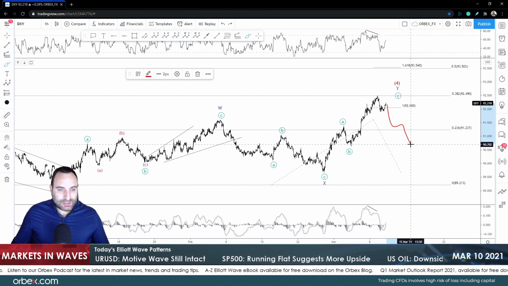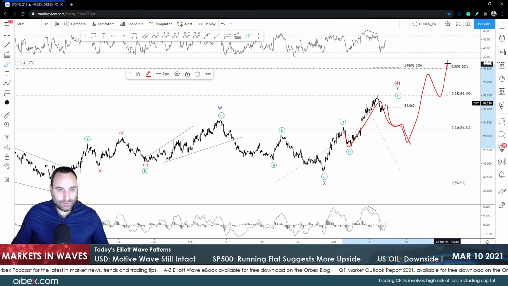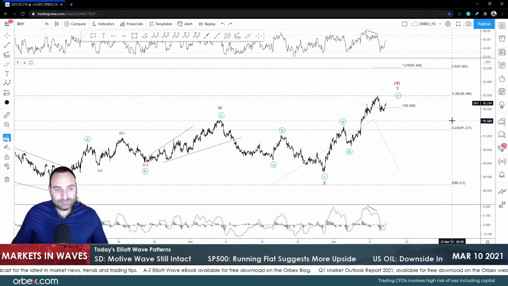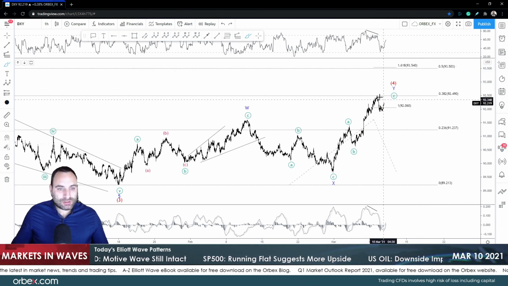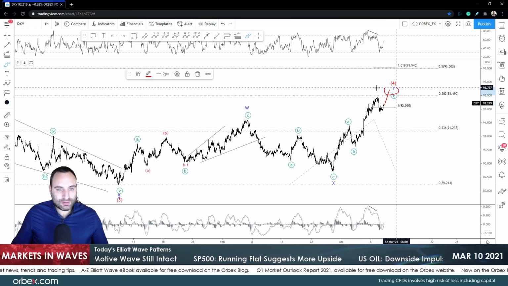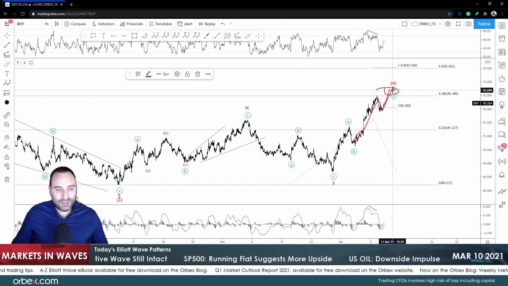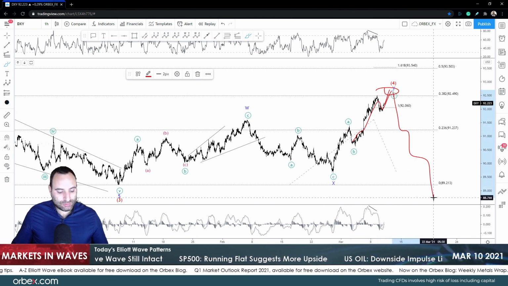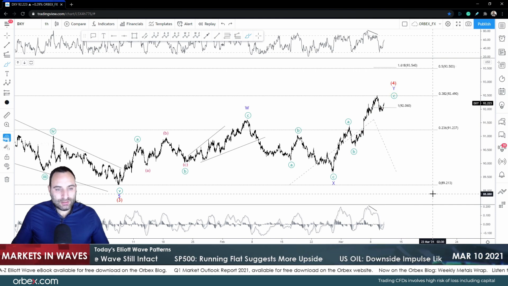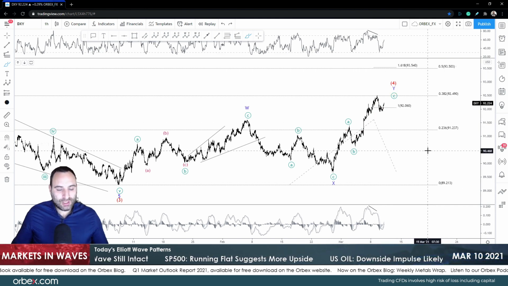That would suggest that this could be a 1, 2, and then we're going to get 3, 4, and 5 for an ending diagonal. Or, of course, we might just get a false break above the 92.49. This is 1, 2, 3, 4, and 5, and then start moving lower earlier than the other two scenarios are going to give us any sort of signs.